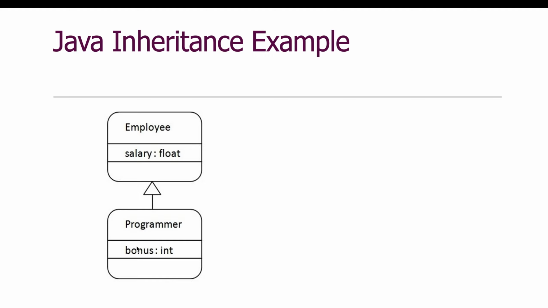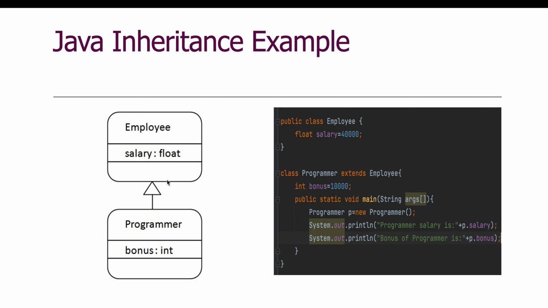So here, as a programmer, you can see it's a type of employee because it is extending the employee class. So using this programmer object, you can access the variables and methods defined in the programmer class, as well as the methods and variables defined by the employee class, because it is extending the employee class behaviors and properties.